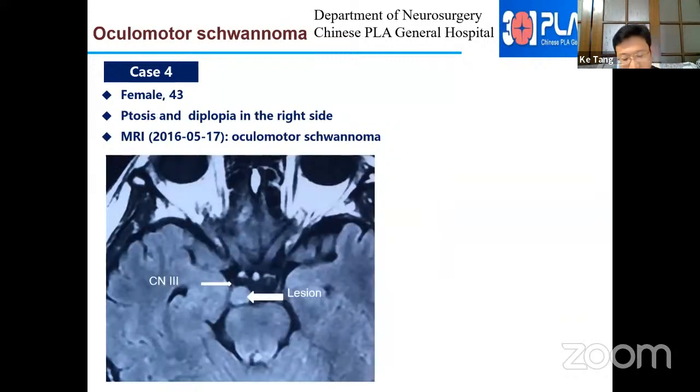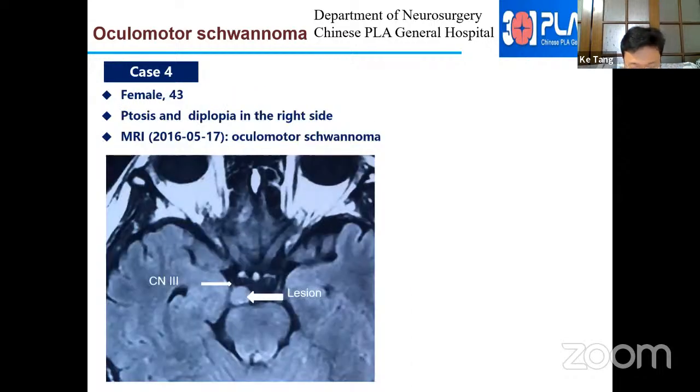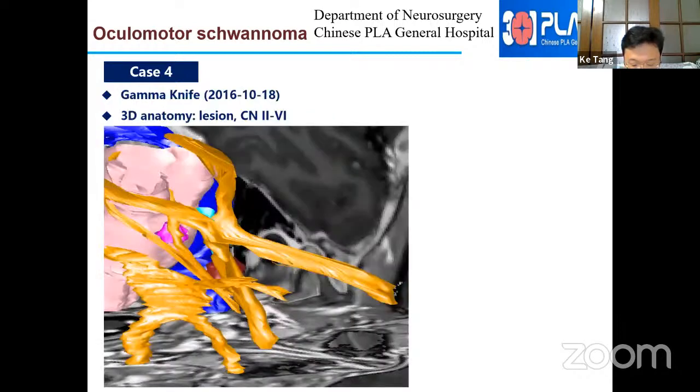Case 4, female, 43 years old. She suffered ptosis and diplopia on the right side. MRI showed an ocular schwannoma. We performed Gamma Knife surgery. The three-dimensional neural anatomy showed the lesion, the optic nerve, oculomotor nerve, trochlear nerve, and trigeminal nerve.